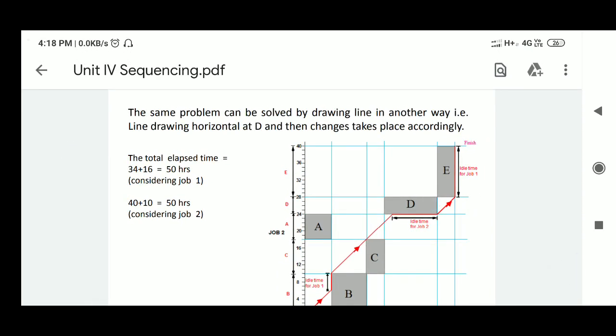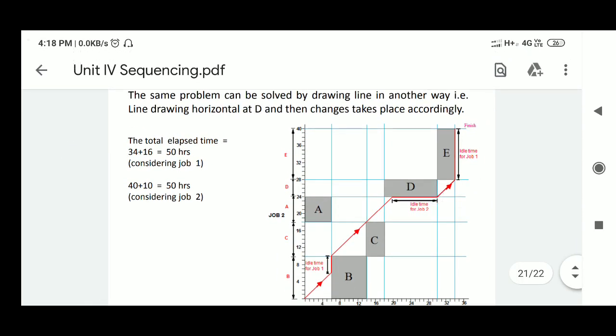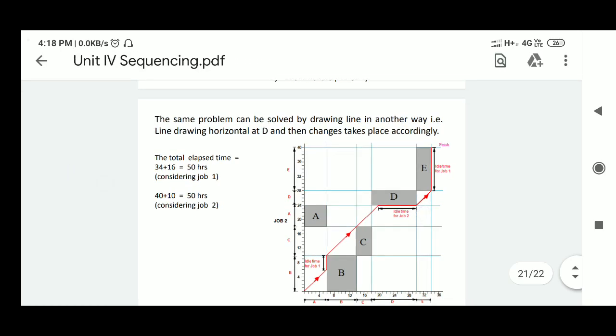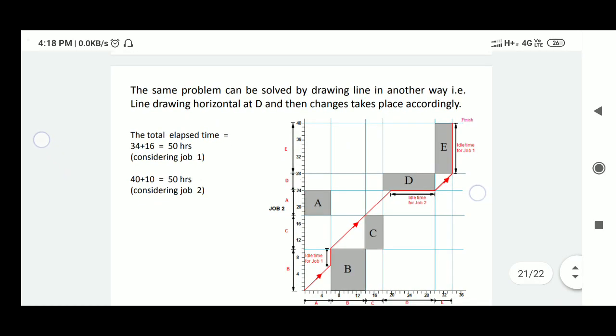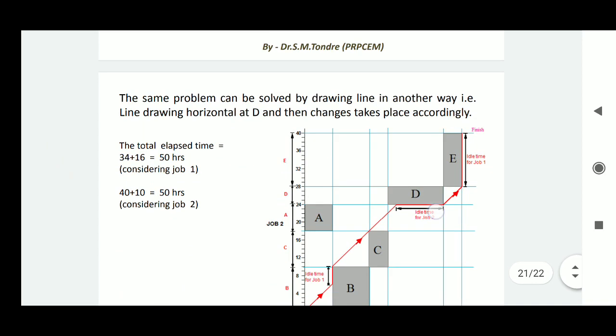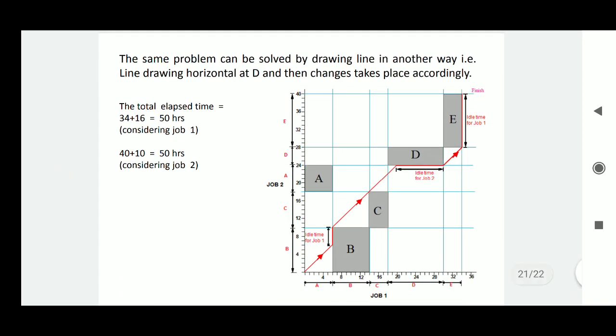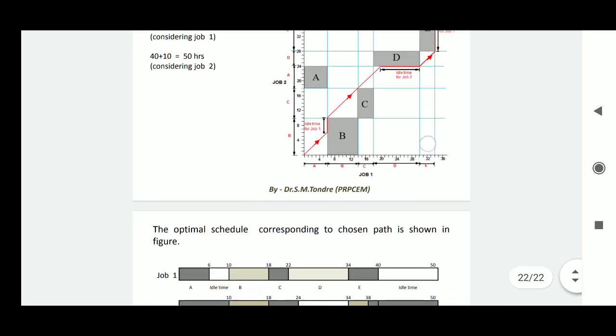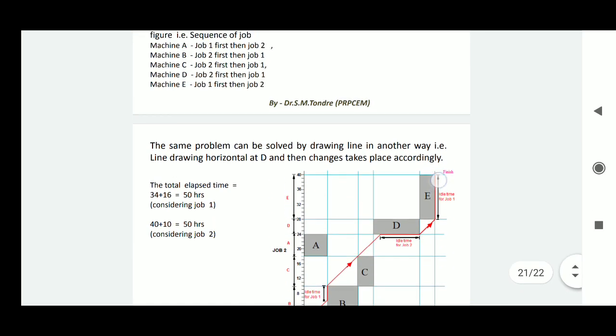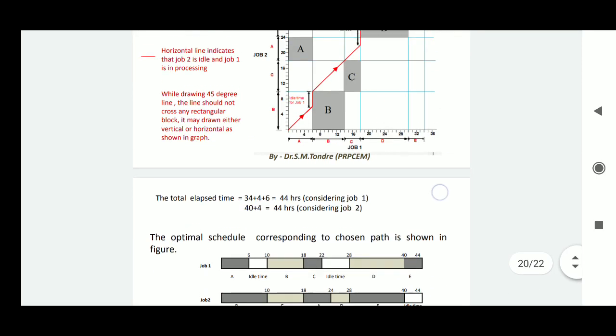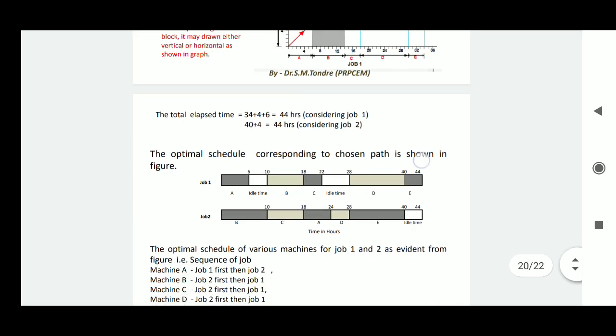But here you can see the total elapsed time or processing time is 50 hours by considering job 1 and job 2 also. So this time is more. Hence, while solving this problem, you can consider the idle time: how can we minimize the idle time? So this is not the proper answer, but we can solve the problem in this way also. Our final answer will be 44 hours. Okay, thank you.